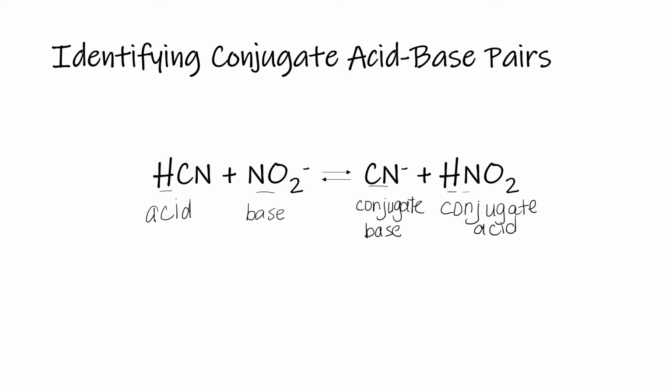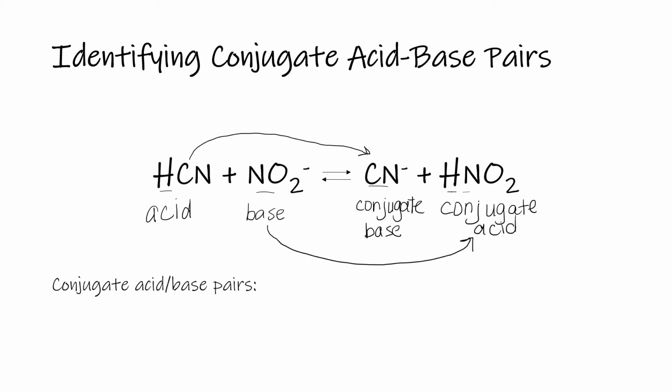And so we have this acid-base reaction. We have hydrocyanic acid and its conjugate base of the cyanide ion. And we have the nitrite ion, which is our base, and its conjugate acid of nitrous acid. So those are our conjugate acid-base pairs, and they differ by just a hydrogen ion. So if we write those out, our conjugate acid-base pairs consist of hydrocyanic acid with its conjugate of the cyanide ion. They differ by just a hydrogen ion.